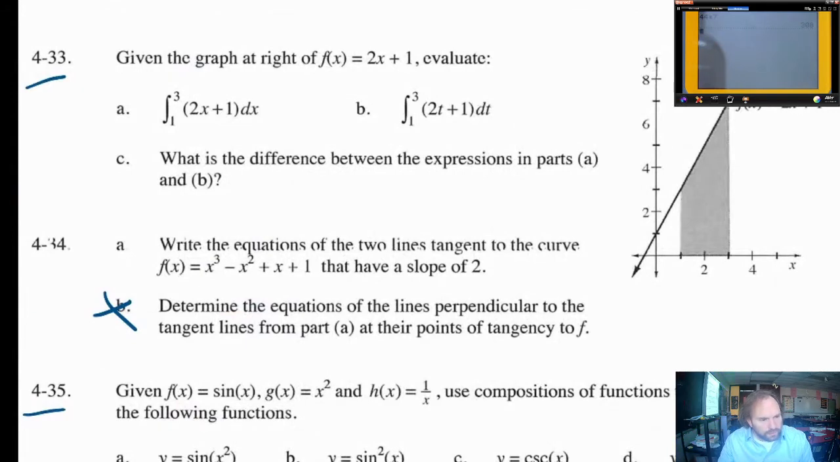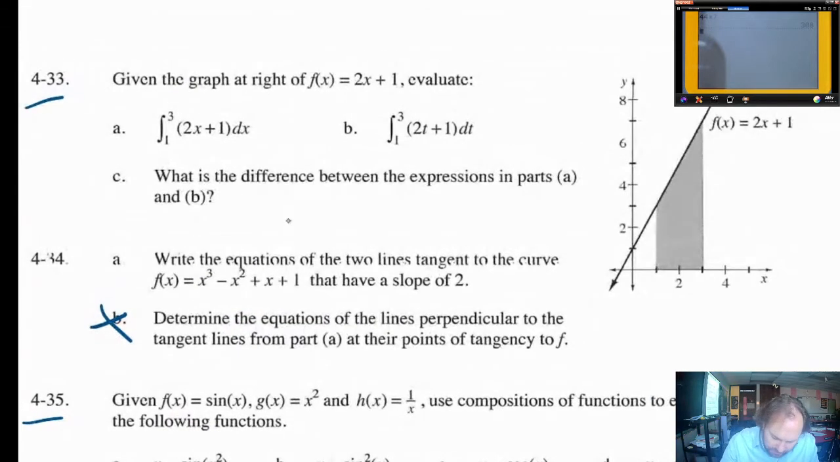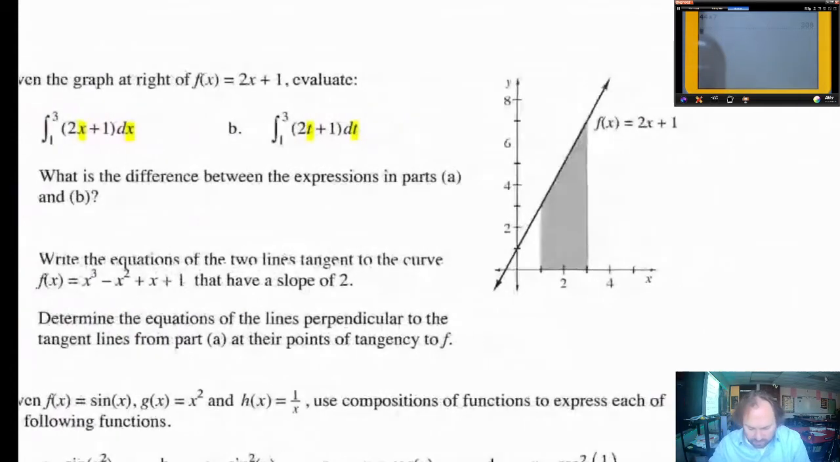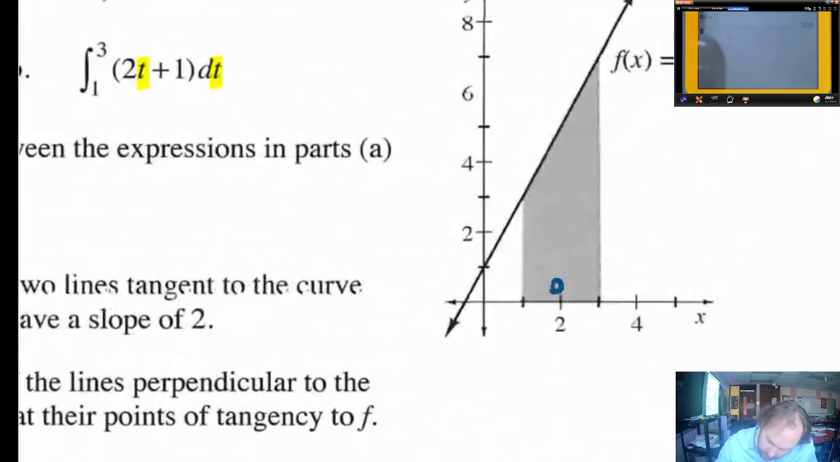Okay, question 433, given the graph at right, very similar to what we just did, evaluate the integral from 1 to 3 of 2x plus 1 and then 2t plus 1. Here's the thing. This variable name doesn't really do anything. All it does is just change the name of the problem. It doesn't affect the answer at all. So we are going to get the same answer for both questions. I think that's the point of this problem here too. And we're going to find that by doing the same thing we did before.